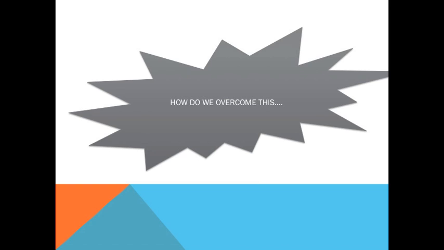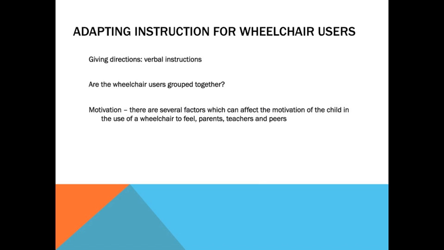So, how do we overcome this? We're now going to talk about how we can adapt the instructions for wheelchair users, adapt the layout space and ensure there is accessibility. We're also going to talk about how we can adapt the equipment and also how we can adapt the games.